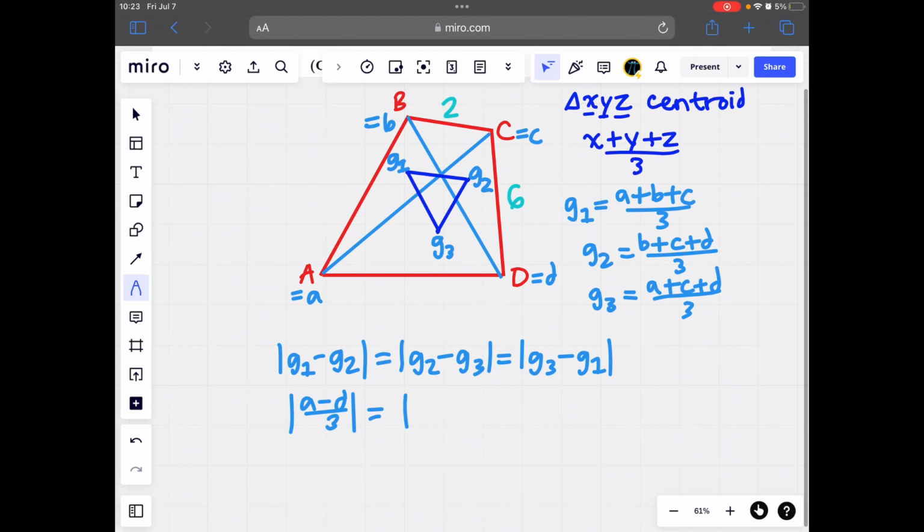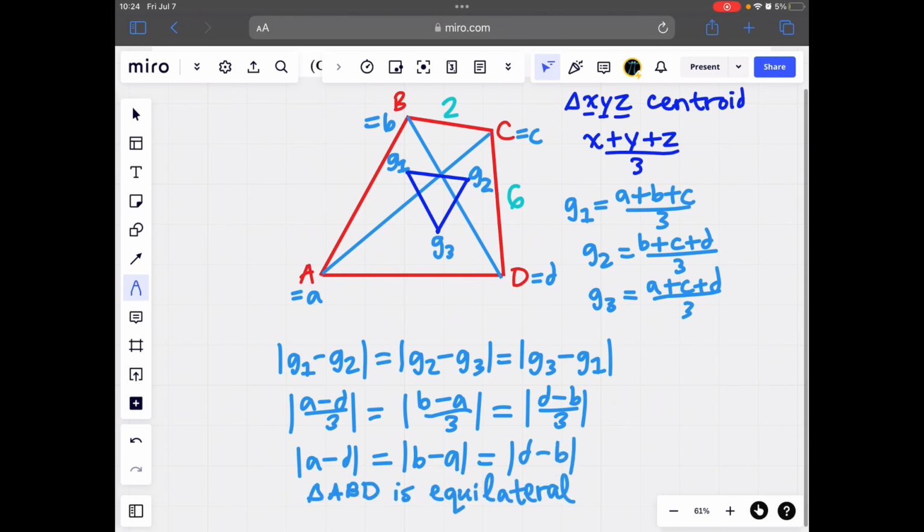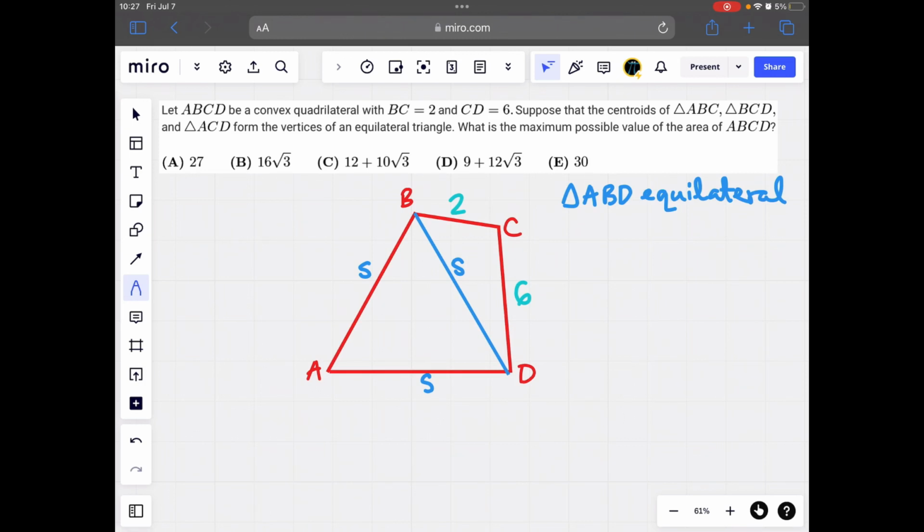G2 minus G3 is B minus A over 3. And G3 minus G1 is D minus B over 3. So if you multiply this equality by 3, you get the magnitude of A minus D equals that of B minus A, which is also equal to the magnitude of D minus B. So this just basically says the triangle ABD is equilateral. The thing about the centroids forming an equilateral triangle was really just a roundabout way of saying the triangle ABD was equilateral.